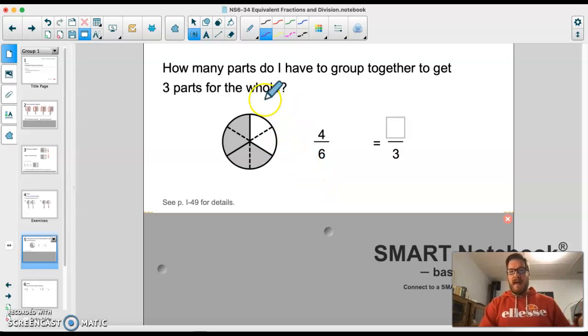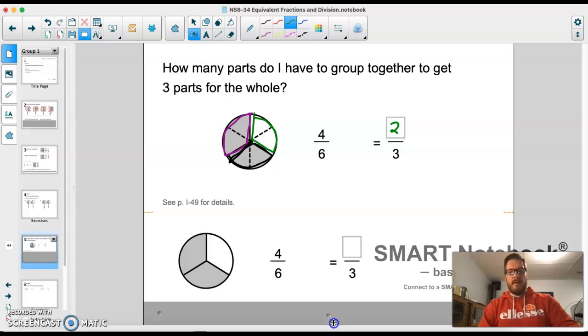And so the question here is, how many parts do I have to group together to get 3 parts for the whole? Okay, so I would need to group this part, and then I would need to group this part, and then one more color, I would need to group this part to get 3 parts for the whole. Okay, and so 2 of them are shaded. So we can say then that 4/6 represents the same thing as 2/3. Okay, so 4/6 does indeed equal 2/3.